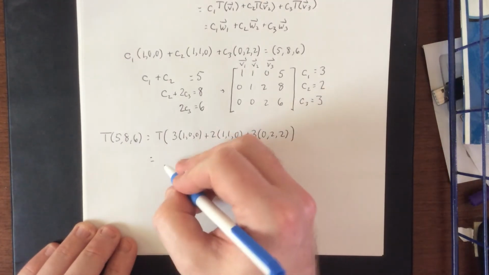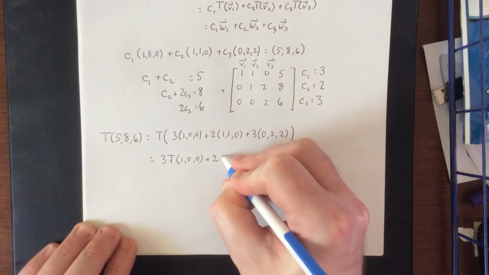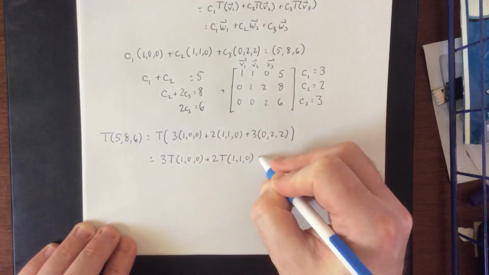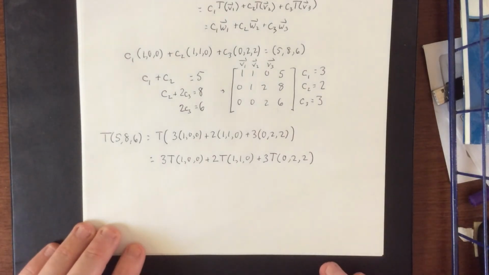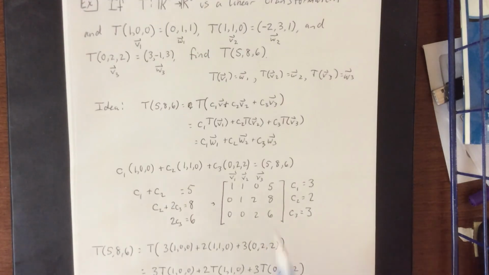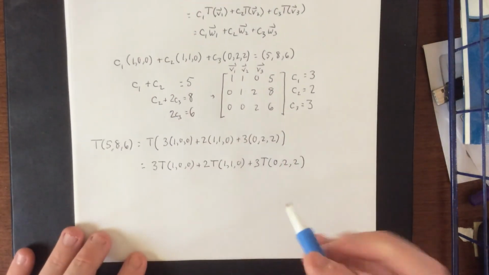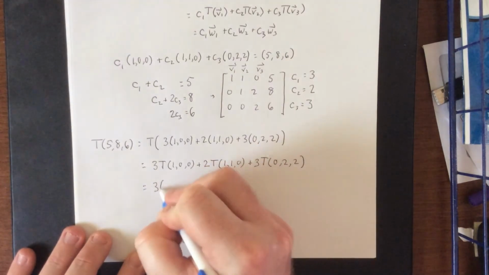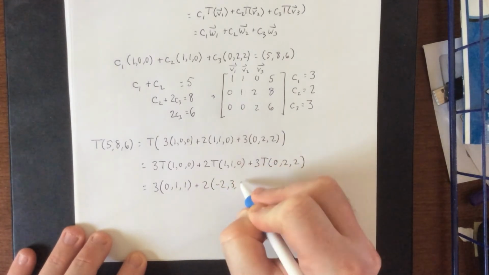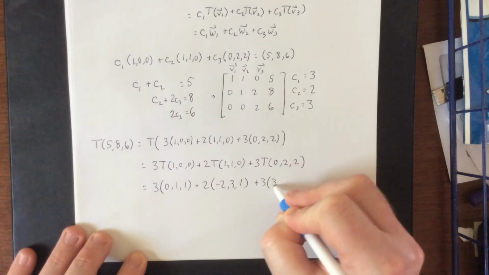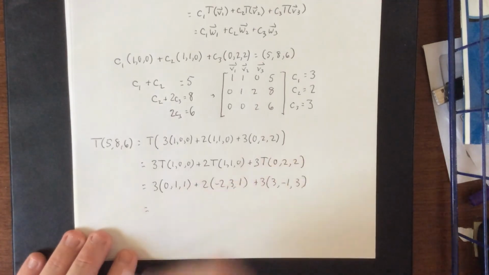Then we can apply the properties of linearity to say that this will be 3 times the image of 1, 0, 0 plus 2 times the image of 1, 1, 0 plus 3 times the image of 0, 2, 2. Borrowing those images from the description of the problem, that's W1, W2, and W3, this is going to wind up being 3 times the vector 0, 1, 1, plus 2 times the vector -2, 3, 1, plus 3 times the vector 3, -1, 3. Once we perform this linear combination, we will have our image.